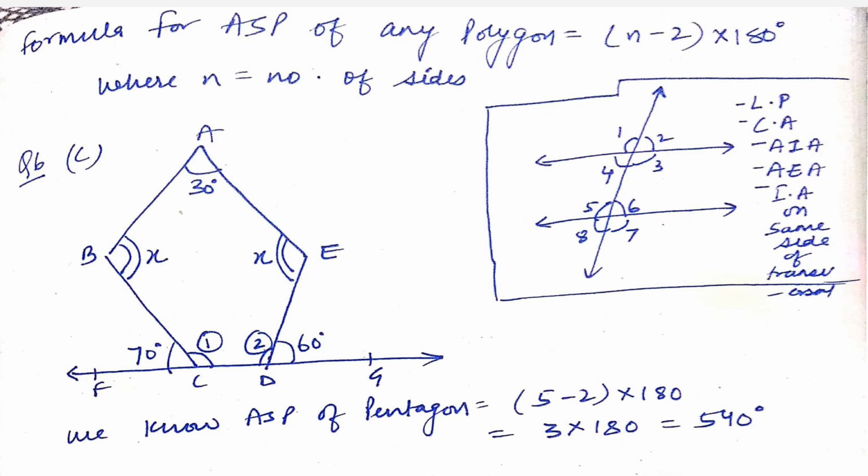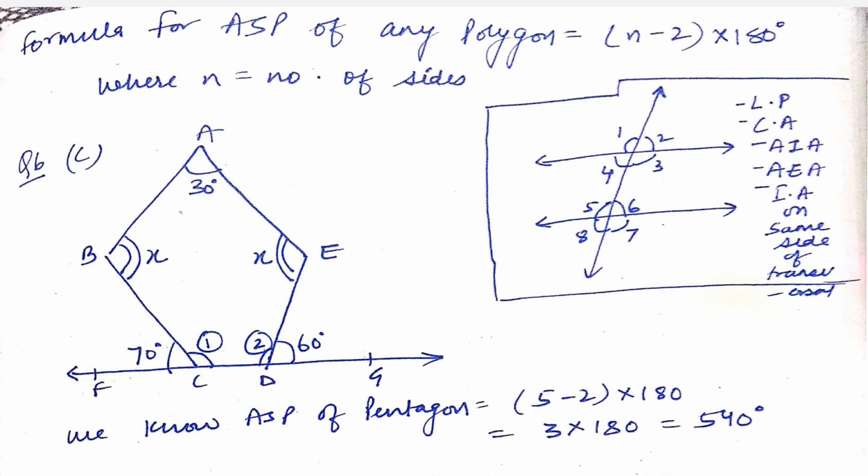Now comes alternate exterior angles. So angle 1 is in the exterior, angle 7 is in the exterior, they both are alternate exterior angles. Similarly, 2 and 8 are alternate exterior angles. Okay.